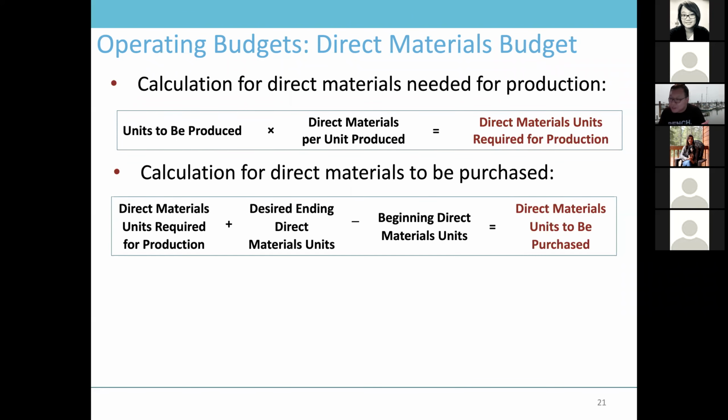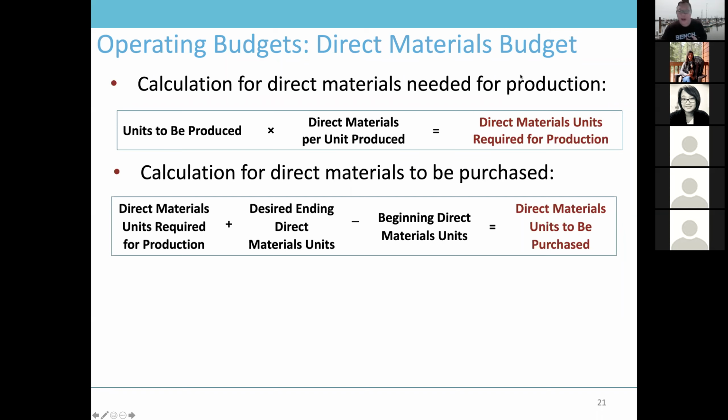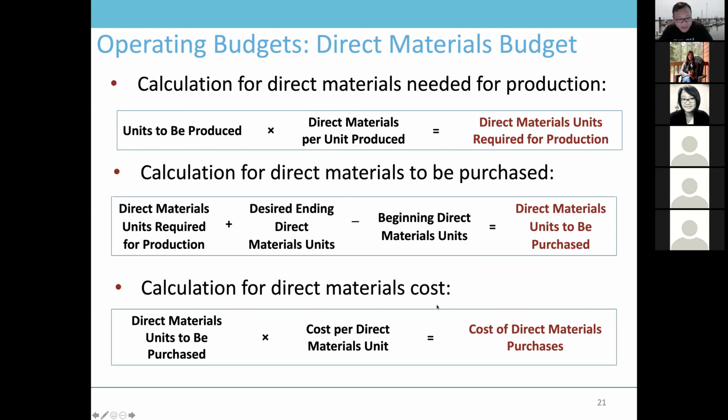How many should I purchase? 4. You see, how many you need is different from how many you are going to purchase, because you have an inventory there. So that's why you have these 2 formulas. And then this last one is easy. What's the cost? Basically, the units you are going to purchase times the cost per unit. So that's the cost.